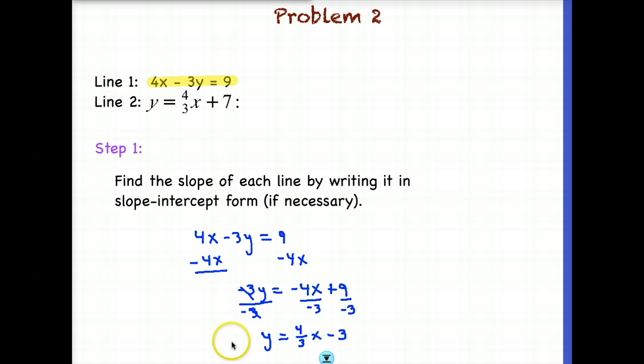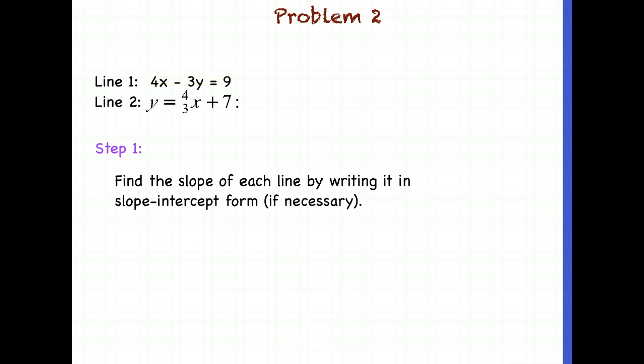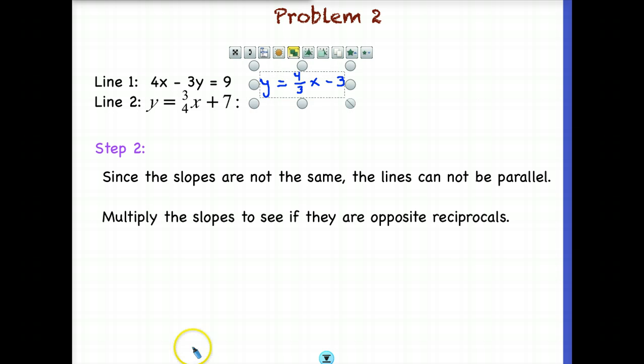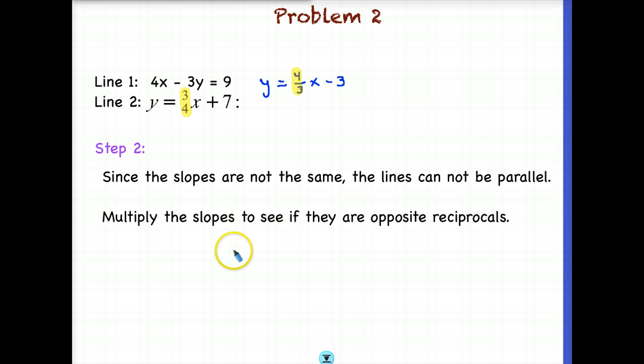Okay, so here's our equation that we get from slope-intercept form. Let's go ahead and move that over and think about our step 2, what we need to do. In step 2, we just need to compare our slopes. Our slope in our second equation was 3/4, and our slope in our first equation is 4/3. So are those parallel, perpendicular, or neither?